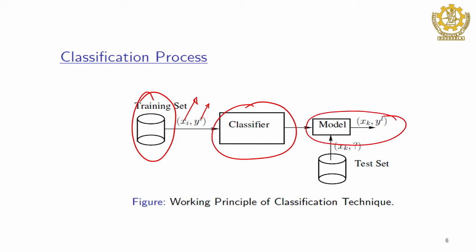We will make a model, and then what will we do? Whenever there is a test set, we know the object but we do not know the class label, and that is the task we have to do. So this object will consult the model, and finally we will get the class label y_l for the object x_k, let us say. So this is the summary of the classification technique.